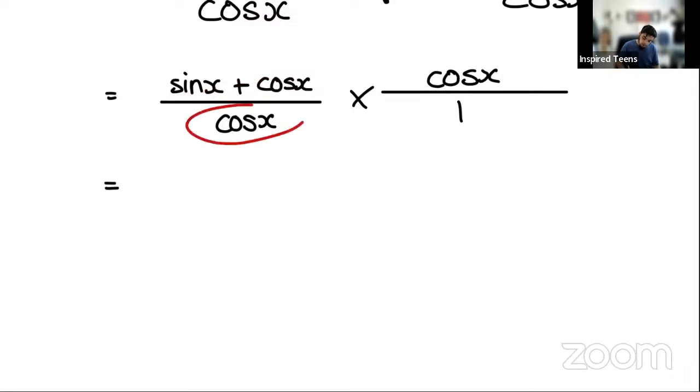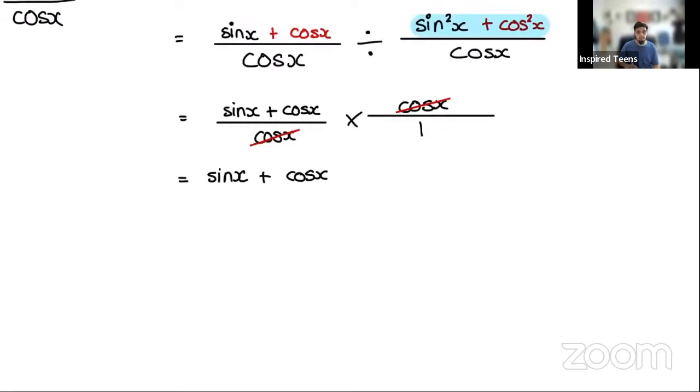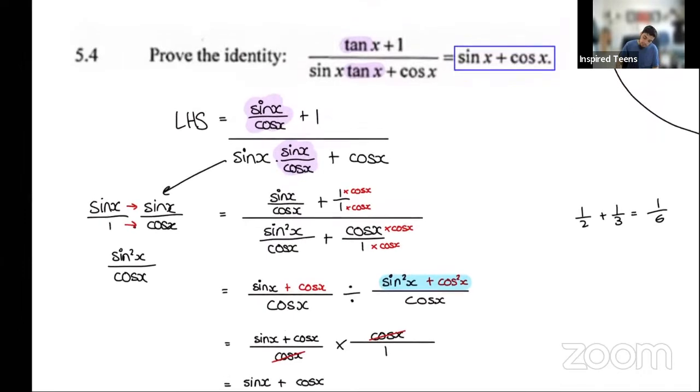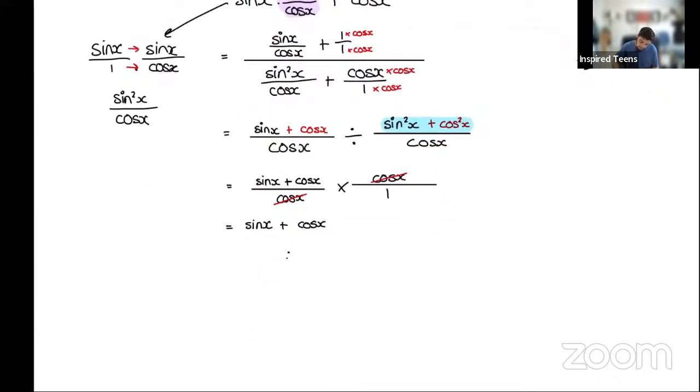However, if we look at this cos and that cos, none of them have a plus or minus before or after. They're in multiplication and division. So across from top to bottom, I can cancel cos and cos. Then if I simplify, I'm left with sin x plus cos x over 1, which is simply sin x plus cos x. And now I have proven that the left-hand side is equal to the right-hand side.